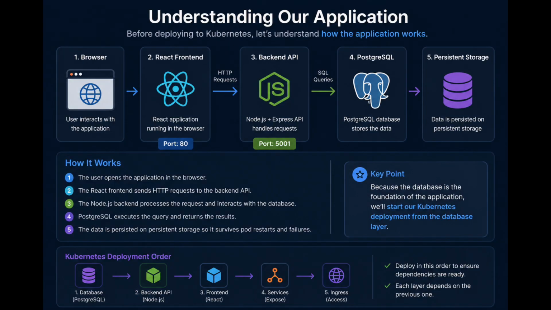Let's understand how the application works before deploying it. The browser talks to the React frontend. The frontend sends requests to the backend API. The backend communicates with PostgreSQL, and PostgreSQL stores the data on persistent storage. Because the database is the foundation of the application, we'll start our Kubernetes deployment from the database layer.